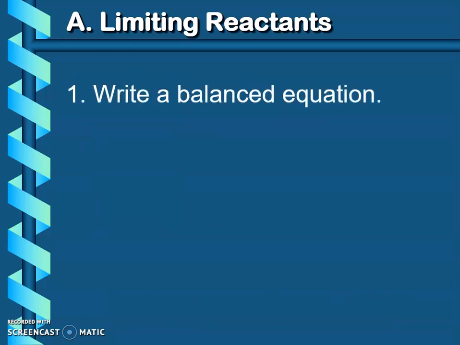So how do we determine the limiting reactant in an equation? Step 1, write the balanced equation. And again, sometimes I'll give you the balanced equation. Sometimes I'll give you the equation unbalanced. You have to balance it. Sometimes I'm going to give you a description of an equation. You have to write it out and then balance it. So it just kind of depends on where your starting point is for each individual problem.